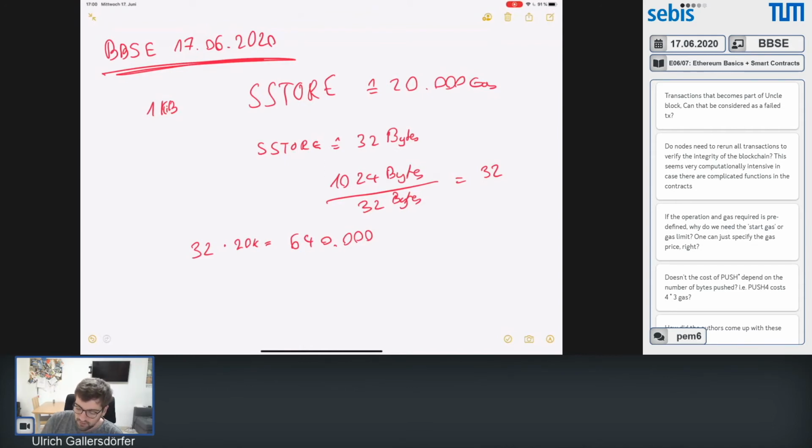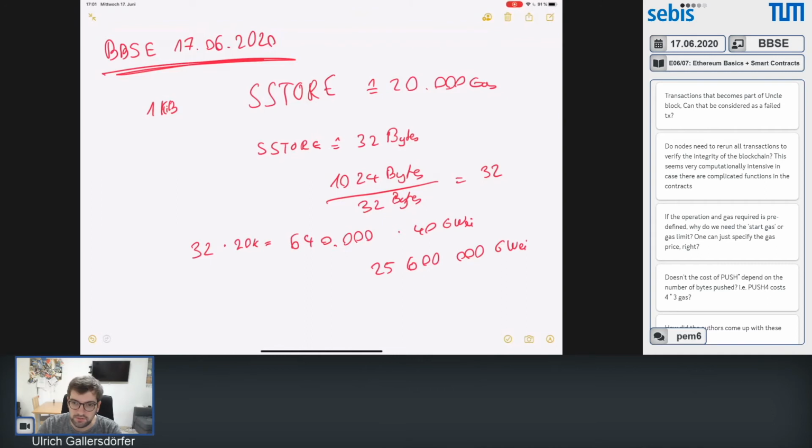And now we need to take a look at the Gwei price. And we did this, I think it was, let's just assume for fun, 40 Gwei. So 40 Gwei times 640,000, then we have 25,600,000 Gwei.